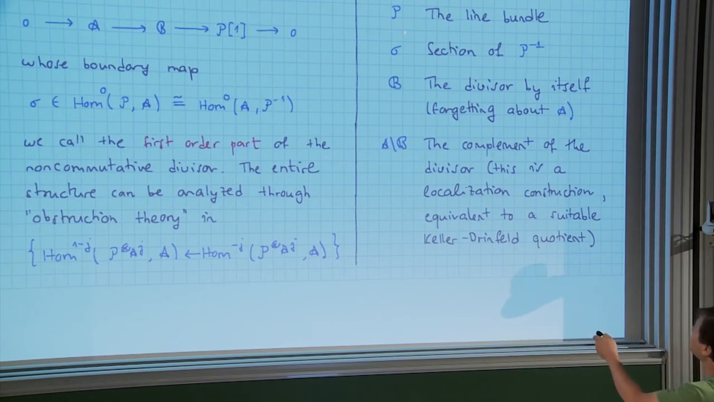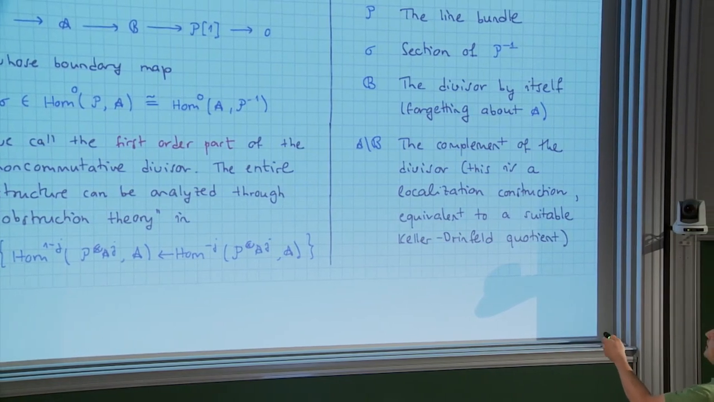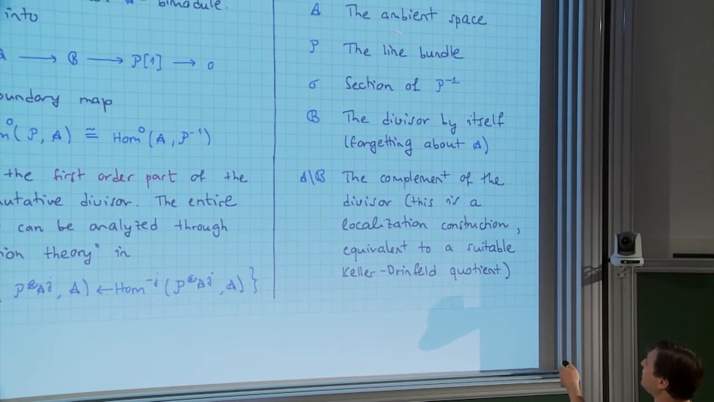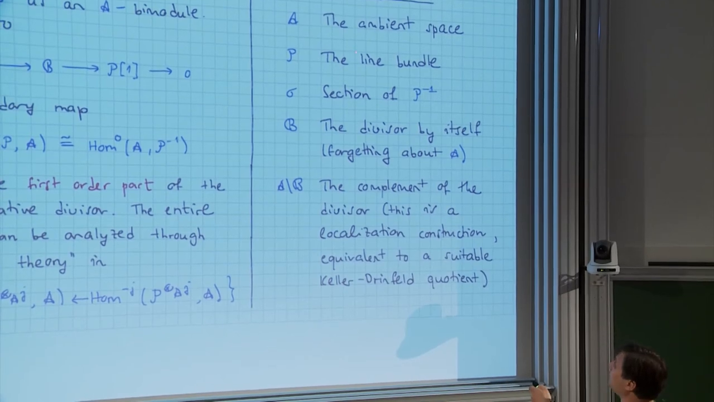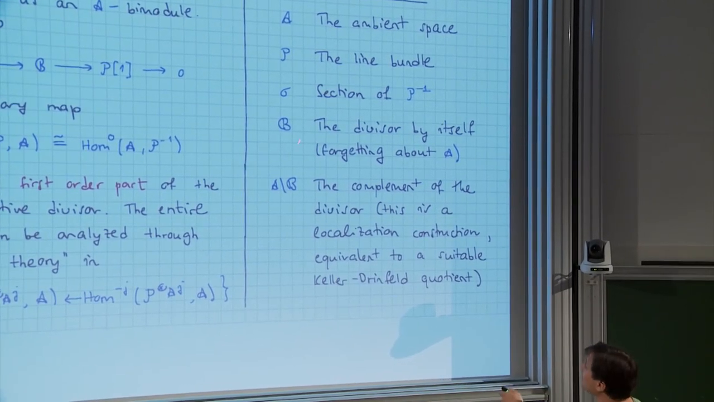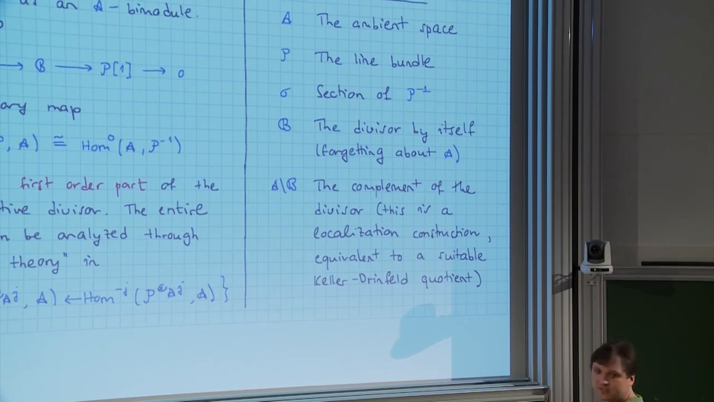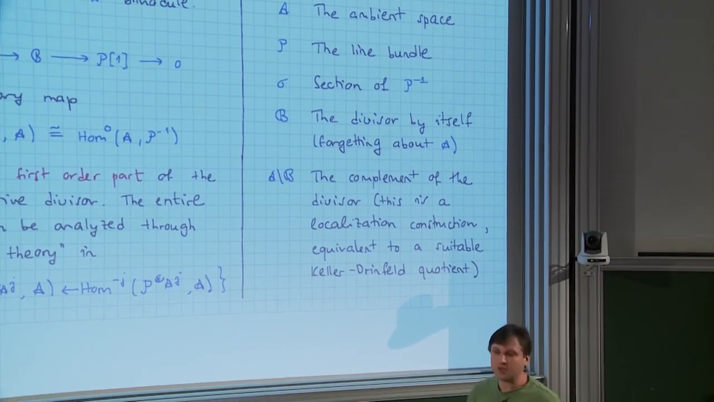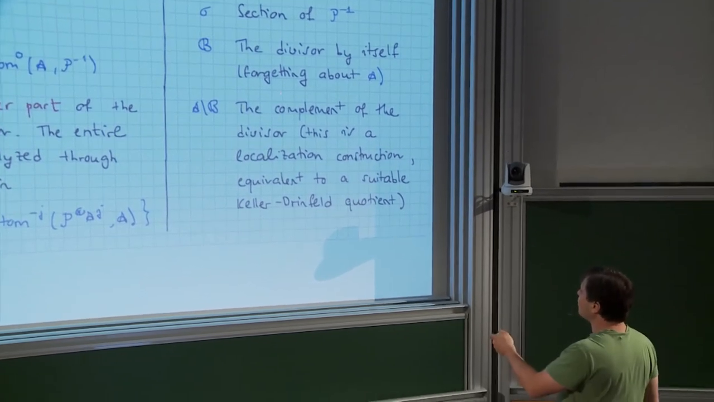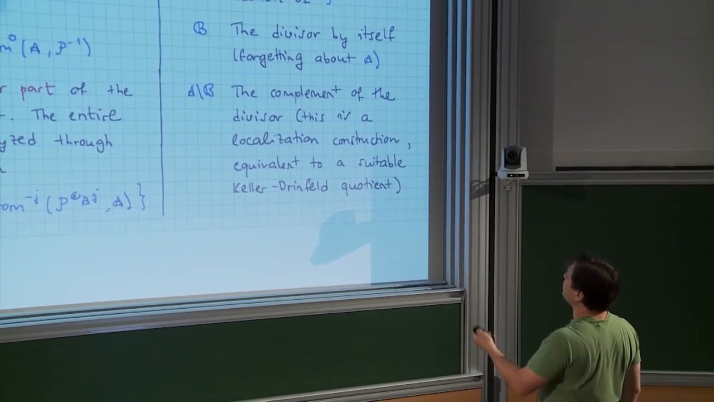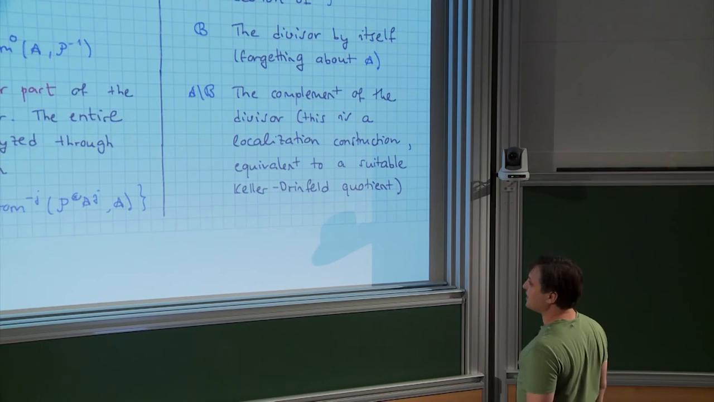I actually want to use geometric language. So when I say A, I just call it the ambient space where the divisor lives. P, I call the line bundle. This sigma here, I call the section of the inverse. That's what defines the divisor. And B, I just call the divisor by itself. That's what it is, this extension. So if we forget about A, and just consider B as an infinity algebra, that's the divisor by itself.